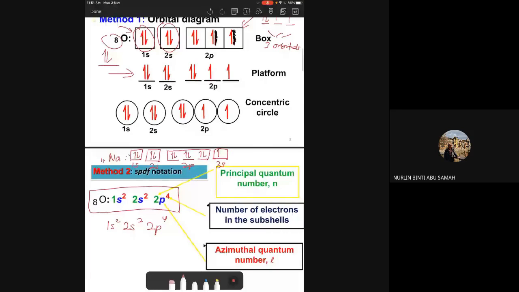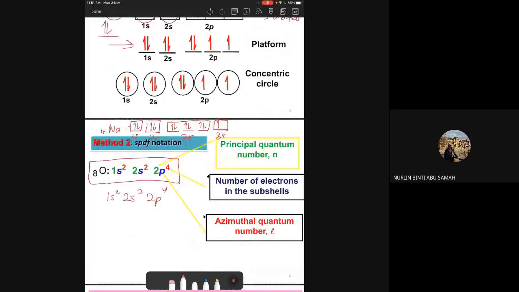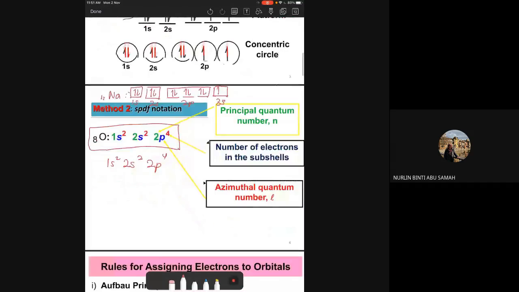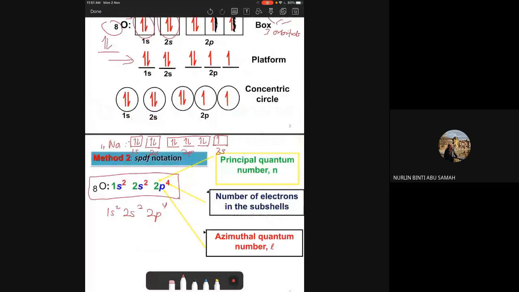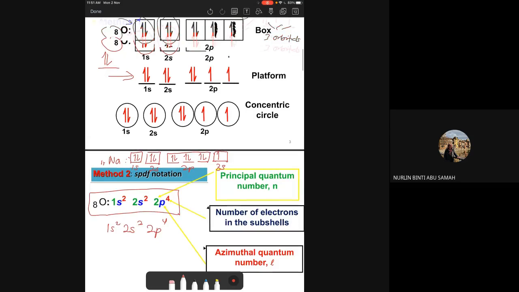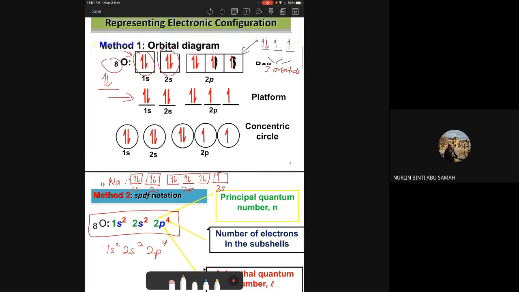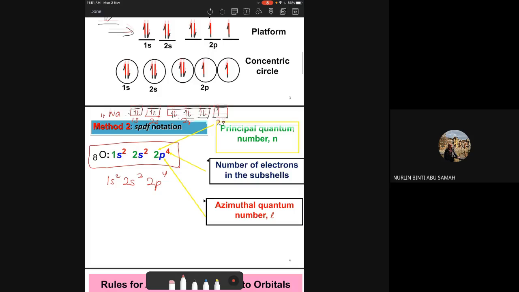Nak contoh lain ke? Okay. Kalau kamu nak mudah lagi faham benda ni, kamu kena try buat unsur yang lain, macam contoh magnesium. Tengok pada periodic table, and then simply write the orbital diagram ataupun SPDF notation.